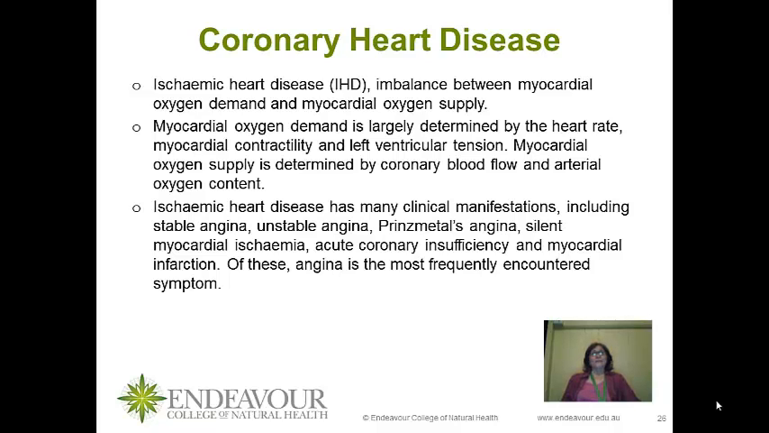In various types of ischemic heart disease, you get this imbalance between supply and demand of oxygen to the heart muscles. It's seen in stable angina, it's seen in unstable angina, Prinzmetal's angina, and silent myocardial ischemia. It's also associated with acute coronary insufficiency, but most importantly, myocardial infarction. And we will see that stable angina can progress to become unstable angina, and unstable angina is unstable because there is a greater risk of an MI, a myocardial infarct.